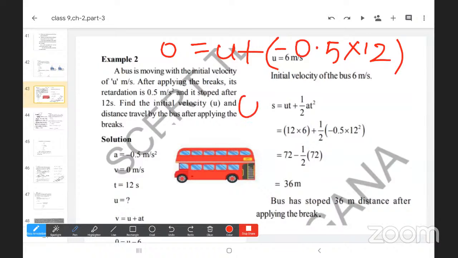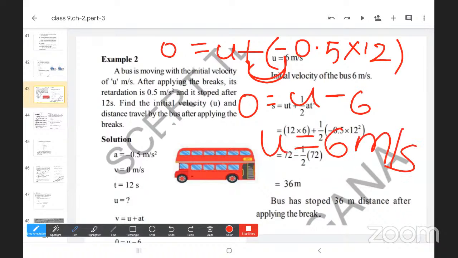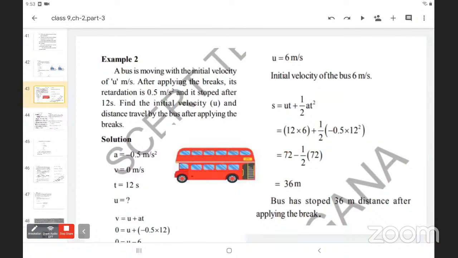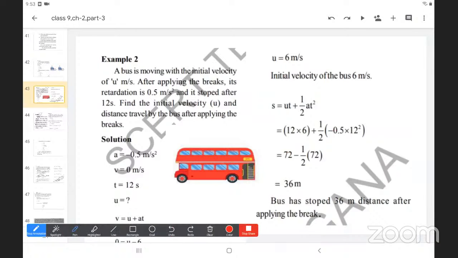So here we can write 0 equals u minus 6, because plus into minus is minus. So we got 0 equals u minus 6. From this we can write u equals 6 meters per second. So we got the initial velocity of the bus, 6 meters per second. Okay, here we found the initial velocity of the bus.